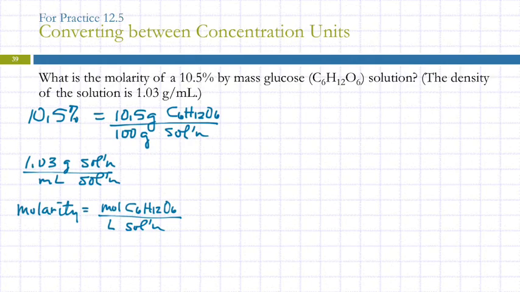Okay, so how many moles of glucose are in the solution? 10.5 grams in 100 grams, right? How much solution are we talking about? 1.03 grams per milliliter. Well, but that's not a quantity, that's a density. But that's how you get the liquid quantity of your mixture. Right. But do you see the problem here?